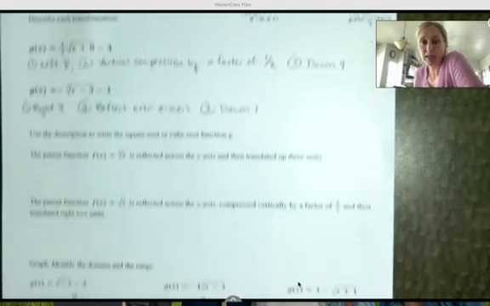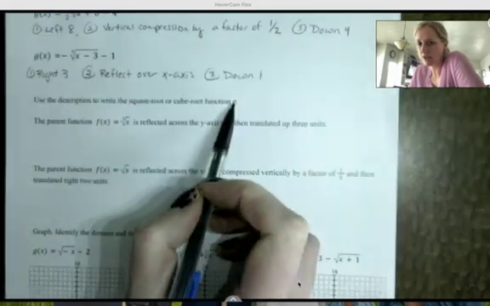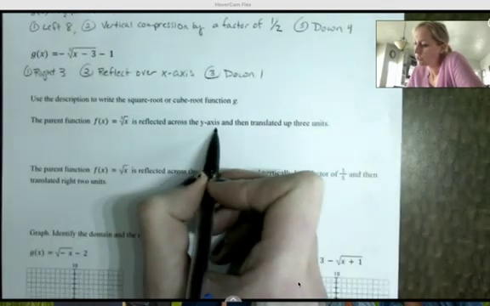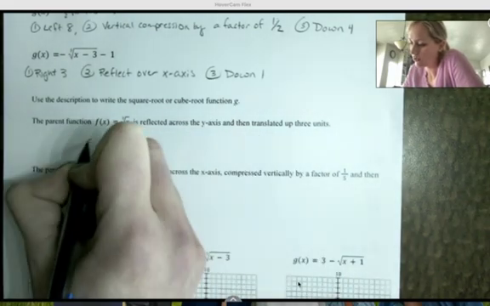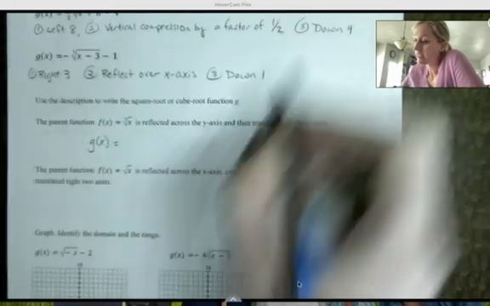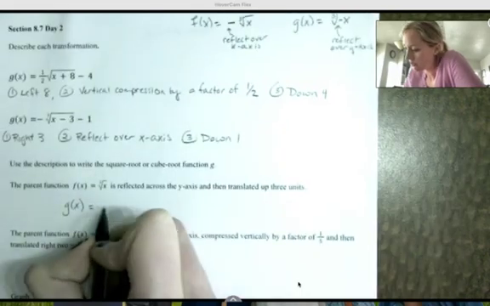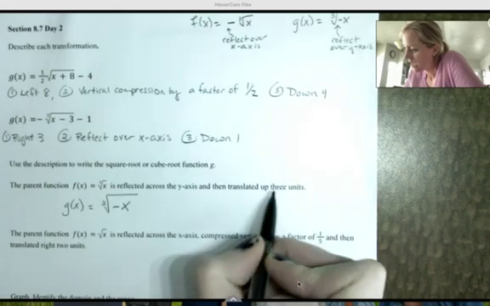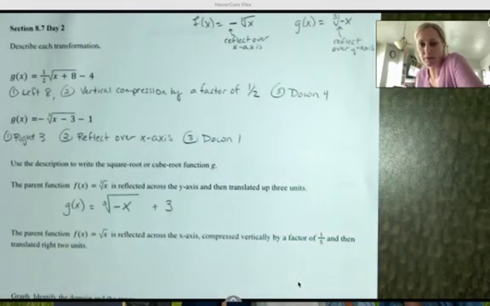Now we're going to be given a description and we want to write the function for g. Here's the parent function. It's reflected across the y-axis, then translated up 3. They want me to use g, so I'm going to use g of x. Reflect across the y means the negative has to be inside, so it's going to look like this: cube root of negative x. And then up 3, so we're going to put the 3 outside of the root.